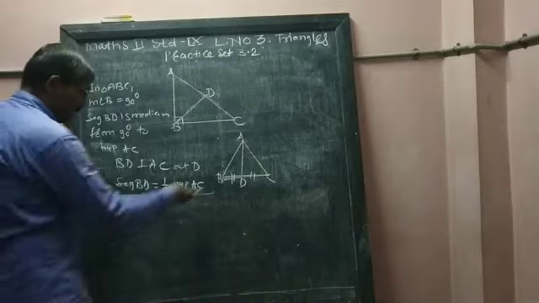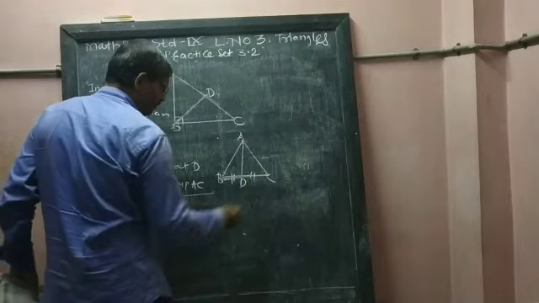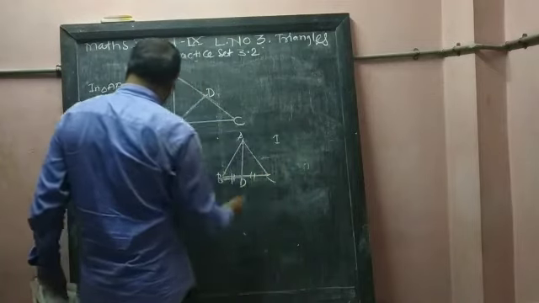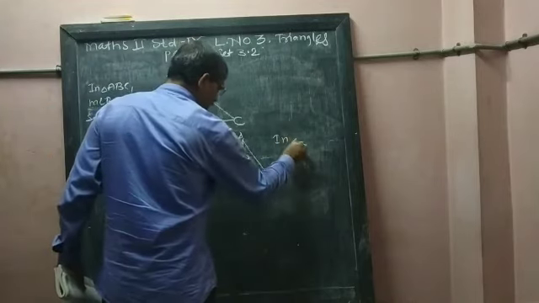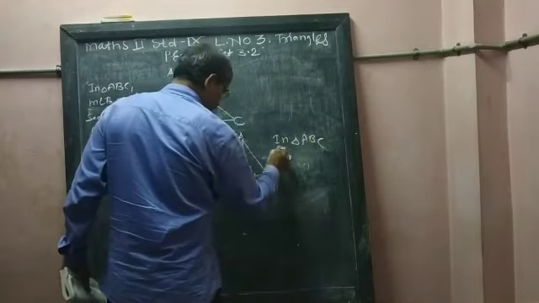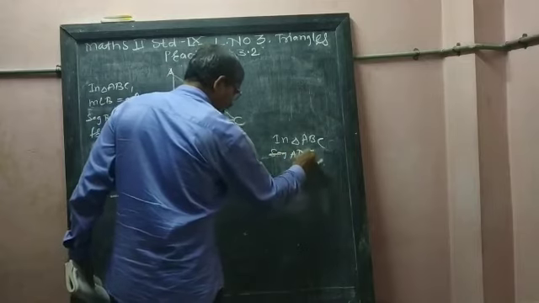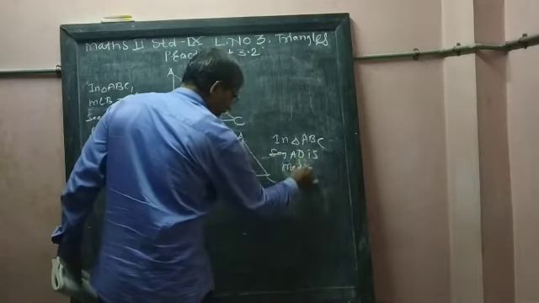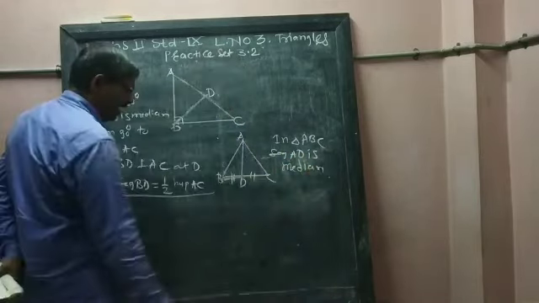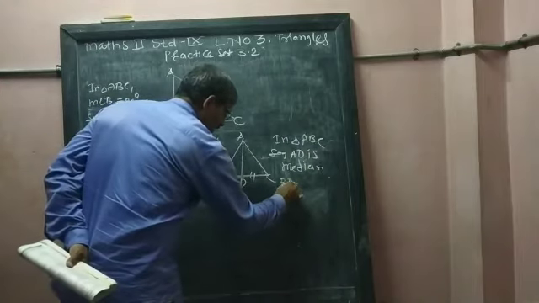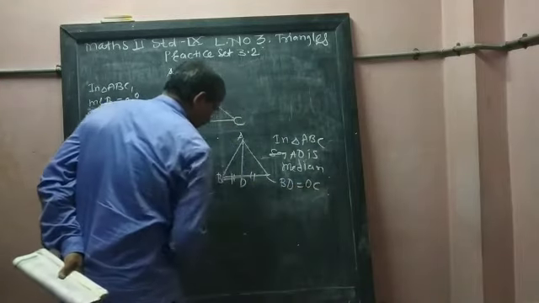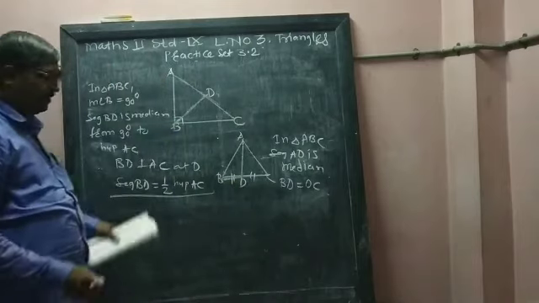Then here also same way we can write that in triangle ABC, seg AD is median, therefore BD is equal to DC.